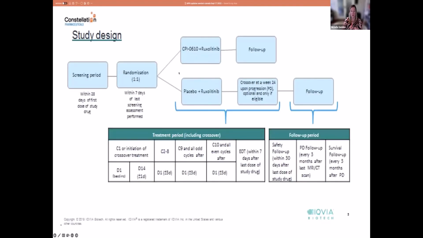So there's a 1-to-1 randomization. So people enroll in the trial, the computer does a randomization, and you either get placebo plus ruxolitinib or you get the study drug plus ruxolitinib. You don't actually know which one you have, but there is a crossover. So if you get to 24 weeks, so 6 months out, and you have progression of your disease, so it's getting worse, and you turn out you're on the ruxolitinib plus placebo arm, patients can then go on to the ruxolitinib plus the BET inhibitor arm. So it does offer a good treatment option for people, and it's a good thing to think about for people who are newly diagnosed.